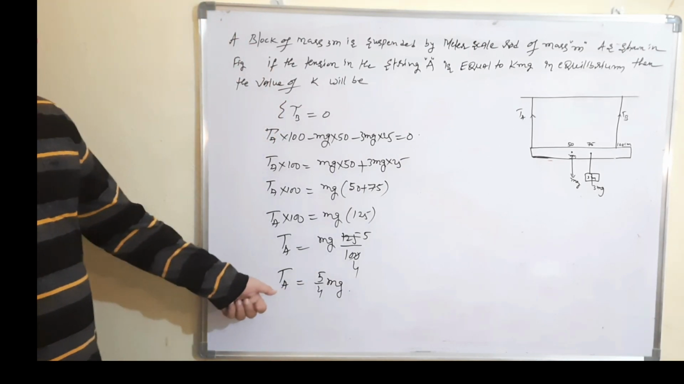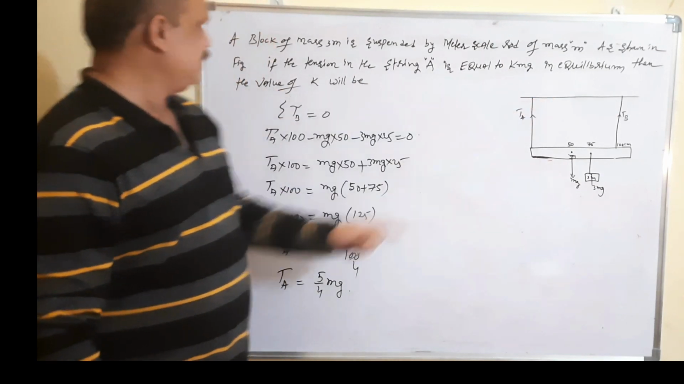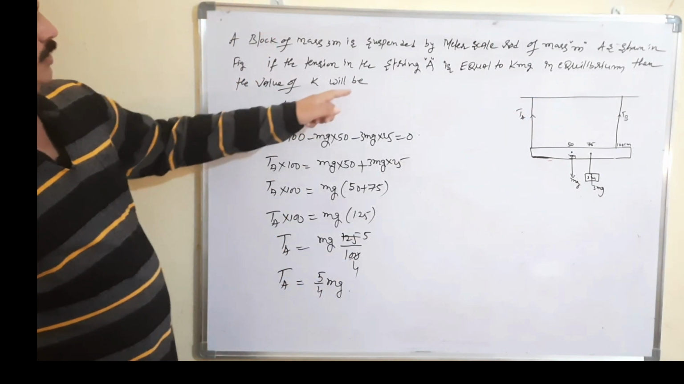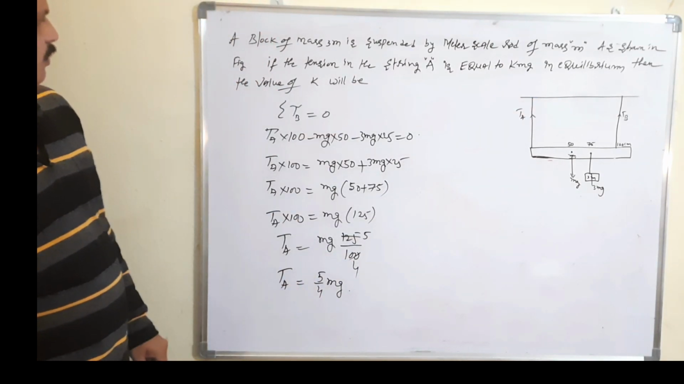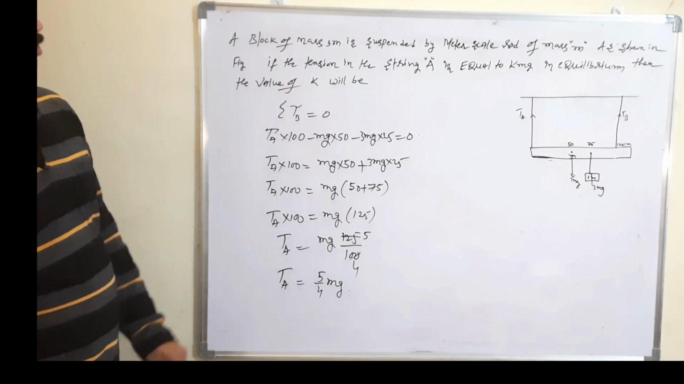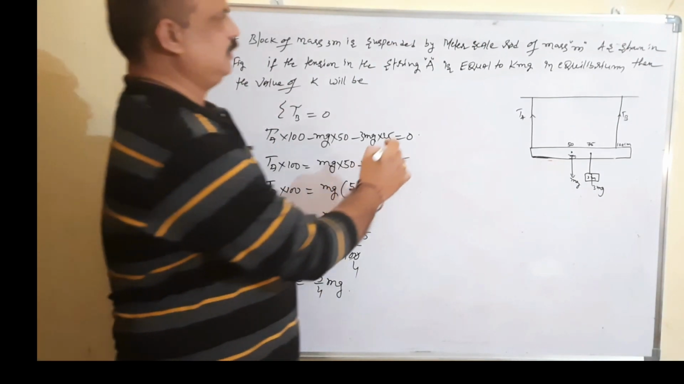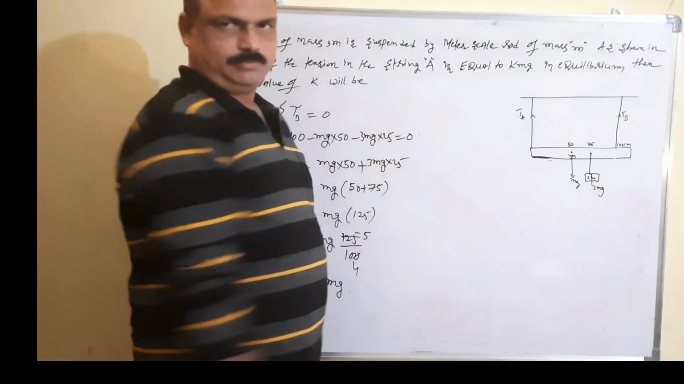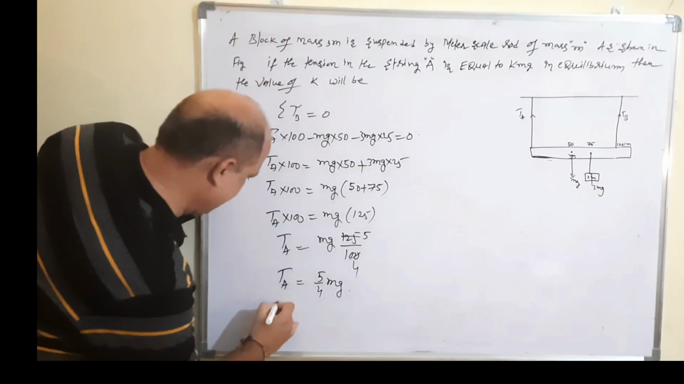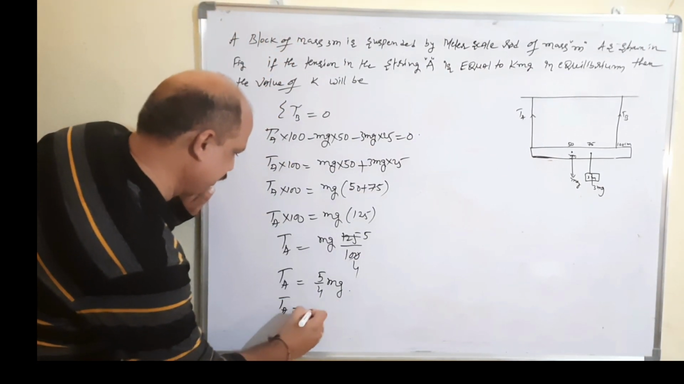Compare this tension at A to the equation given in the problem. According to the problem, the tension at A, TA, is given as kmg.